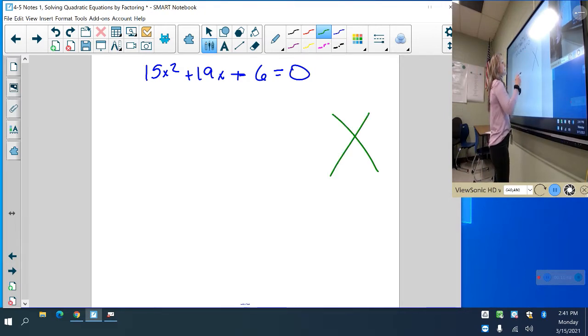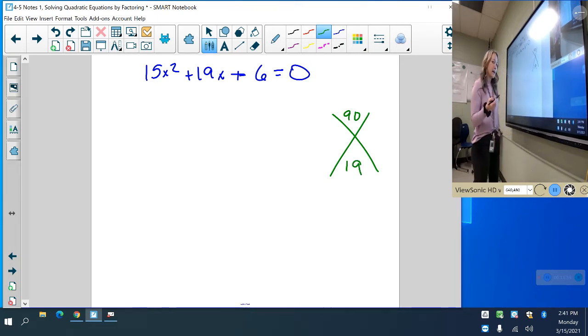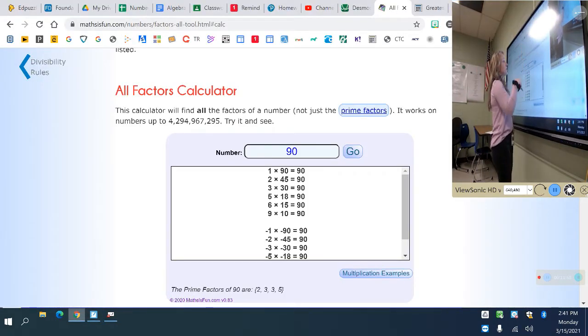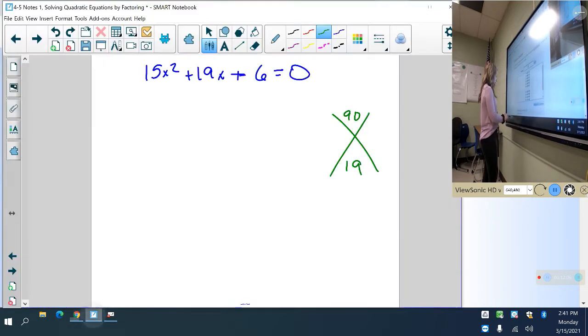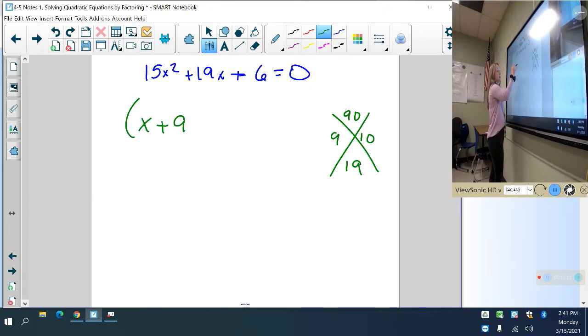So 15 times 6 is 90, and then that adds up to 19. If you think about it, you might guess what they are. If not, make sure you run over to your factor finder and look. I already did. Factors of 90 that add up to 19 are 9 and 10. You don't have to write them all out if you find them, so just write them in your box, 9 and 10. So I have x plus 9 and x plus 10.